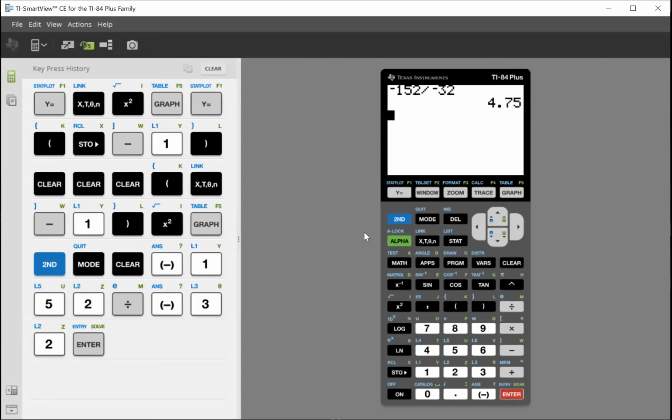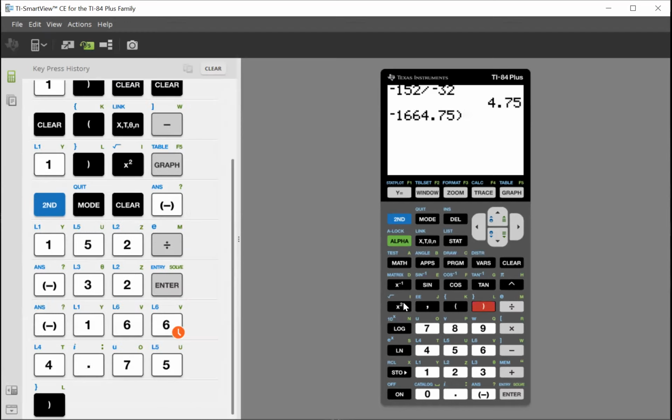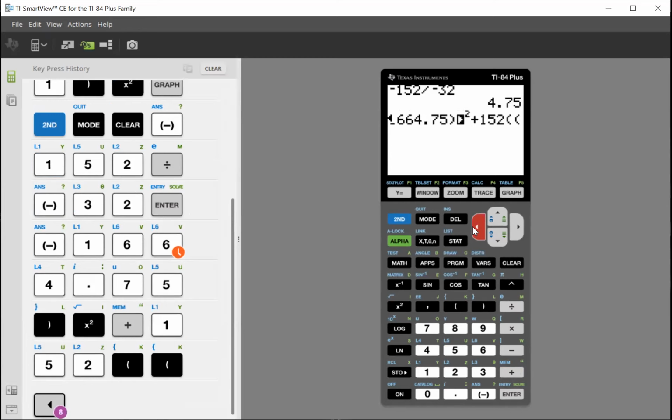All right, y'all, so here we go. We had -16, parentheses, 4.75 close parentheses and square that, plus 152. You got some errors in there. Oh, what am I doing? Am I hitting the wrong stuff? Let me look. Yeah, I think so. Oh, how did I get that? Okay, let me clear that.